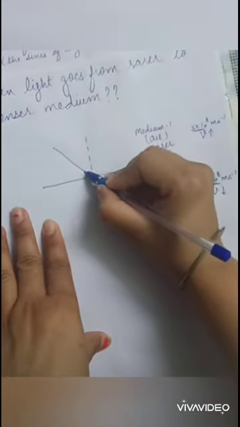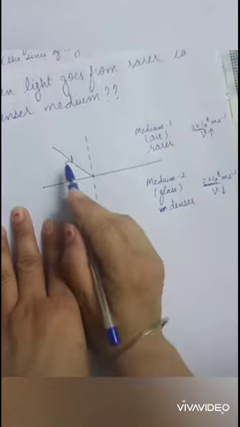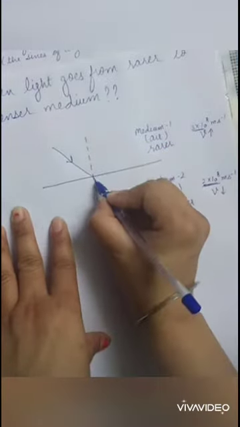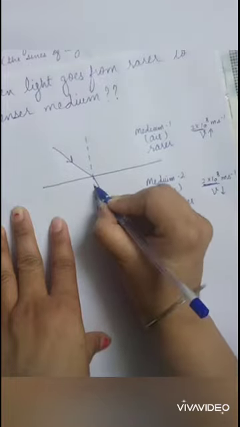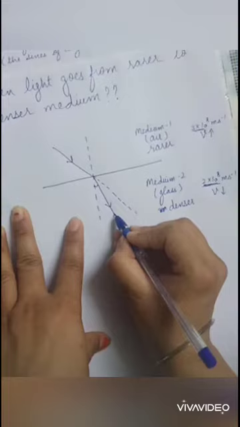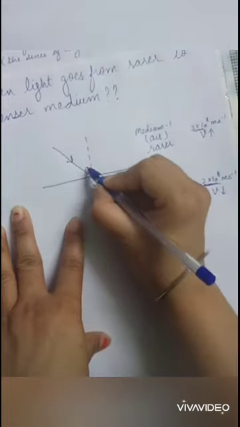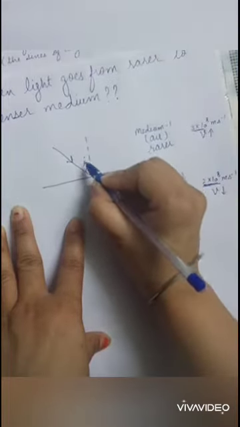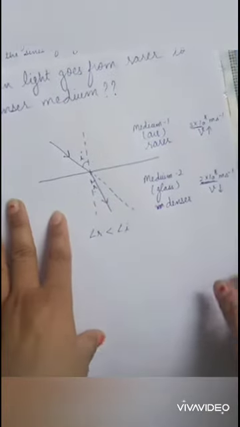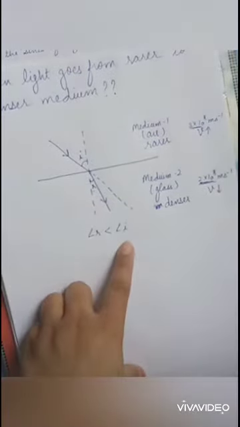When a ray of light goes from rarer to denser medium, then it bends towards the normal. It should go like this, but it bends towards the normal. This is angle of refraction here, this is angle of incidence. In this case, angle of refraction is smaller than angle of incidence. Is it clear to all of you?